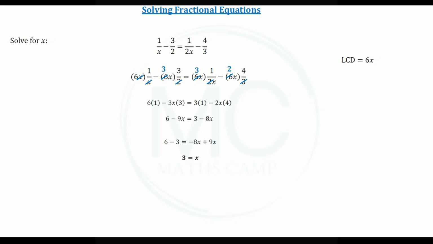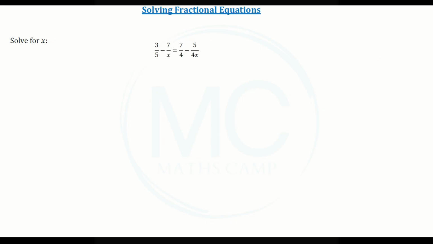Let's do another example. 3 over 5 minus 7 over x is equal to 7 over 4 minus 5 over 4x. We have an x in the denominator, which means x will be in our lowest common denominator. 5 multiplied by 4 is 20, so our LCD is 20x. Let's multiply each term by 20x, and now we can cancel.